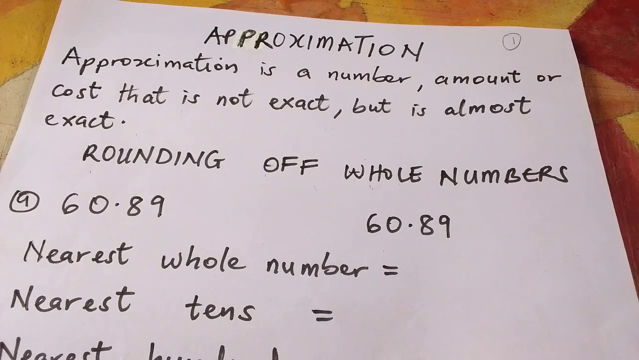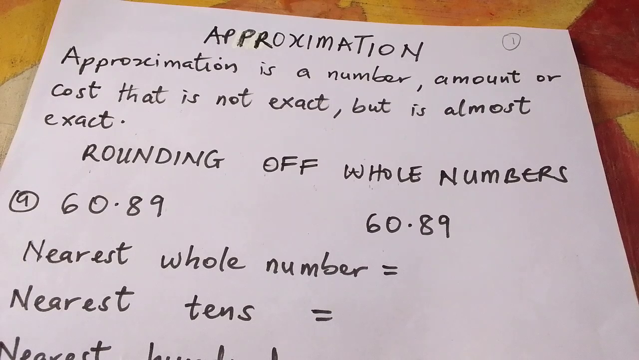Before we move on, it's good for you to note that anytime you have to round off a number, you look at the number before it. If the number before is 5 and above, 5, 6, 7, 8, 9, before you round it off, you add 1 to the number before it. But if the number is less than 5, 1, 2, 3, 4, that means the number can be cut off.